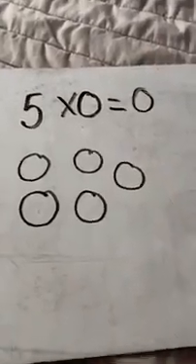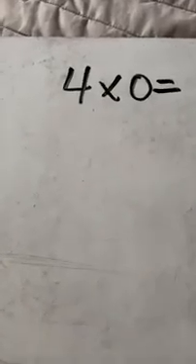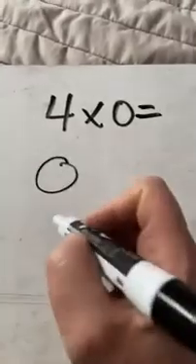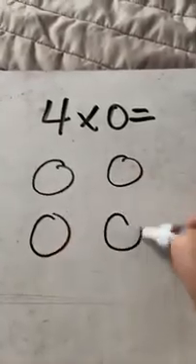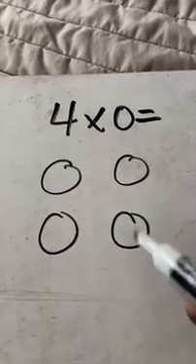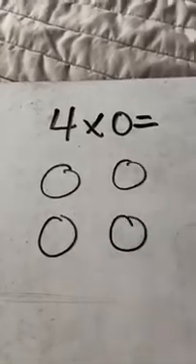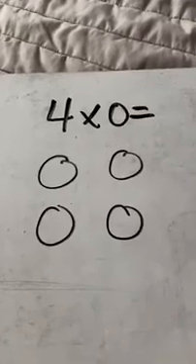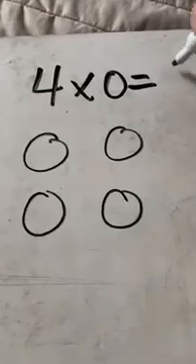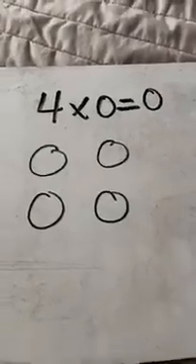Okay, my friends, let's try another one. Let's try 4 times 0 equals. Well, how many equal groups do I have? You're right, I have 4 equal groups, so I'm going to draw my groups. 1, 2, 3, 4. And how many do I have in my groups? I have 0 in each of my groups. So if I don't have any blueberries in my groups, how many blueberries do I have? You're right, I have 0.